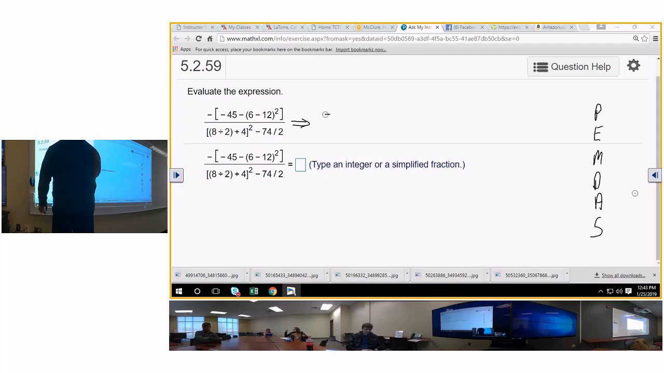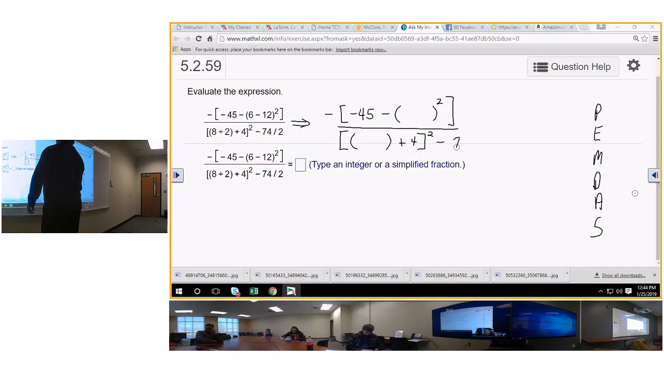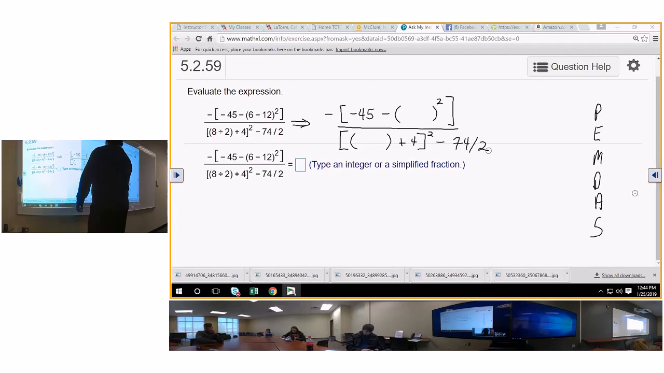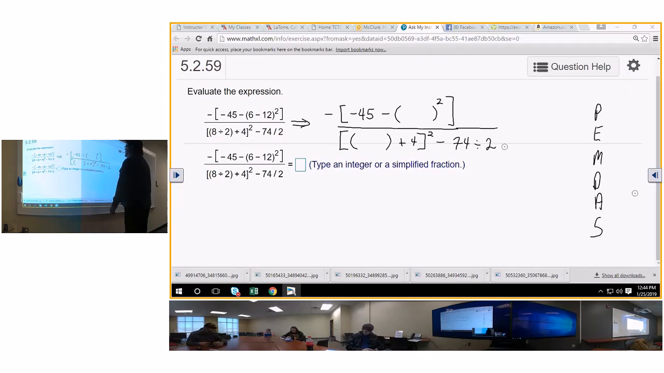So here we go. Negative brackets, negative 45 minus squared bracket over bracket parentheses plus 4 close bracket squared minus 74 divided by 2. Now I'm going to change that fraction to a division symbol, because that's what you need to do. That way you won't screw it up. Now look what I did.